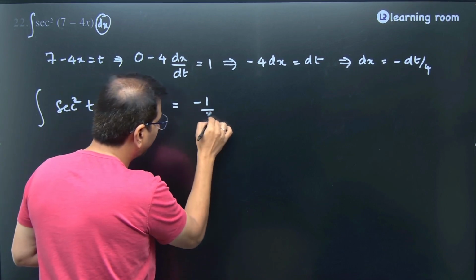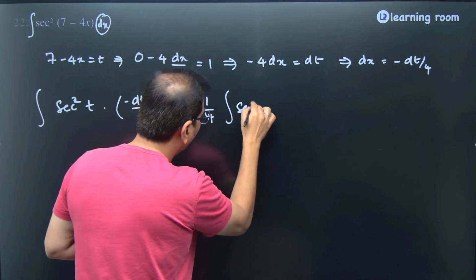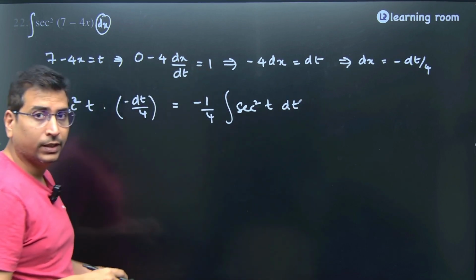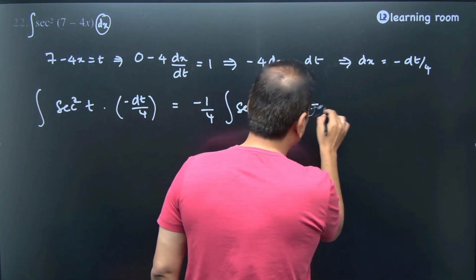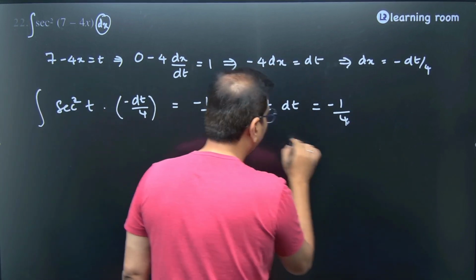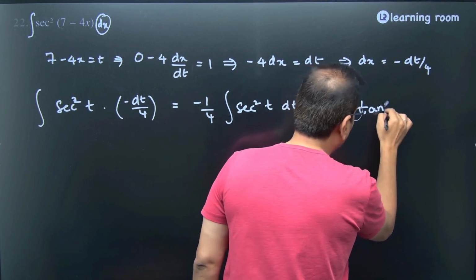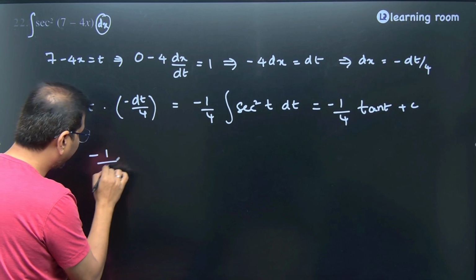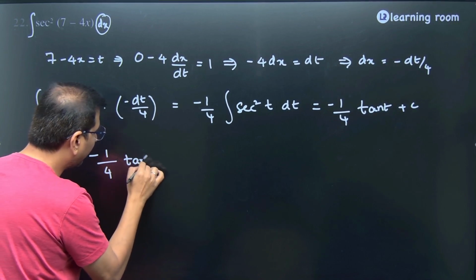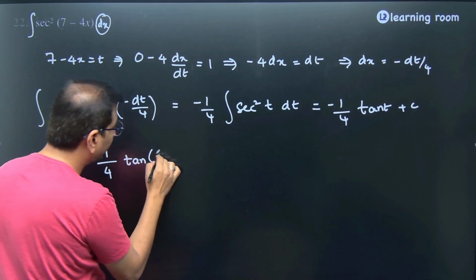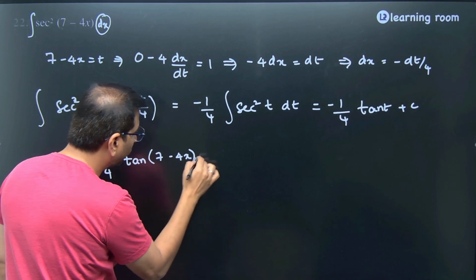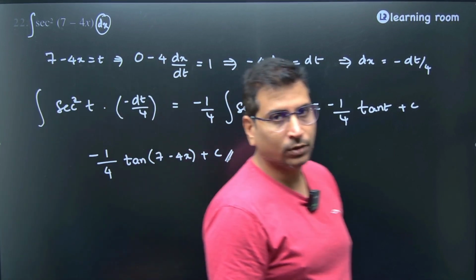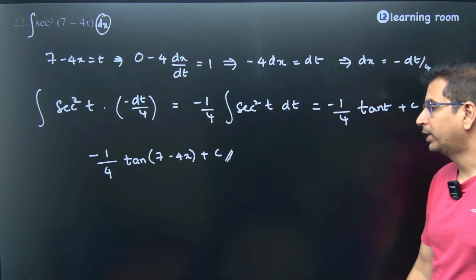We'll have minus 1 by 4 times integral of secant square t dt, right? So it will be minus 1 by 4 times integral of secant square t, which is tan t plus c. So the final answer would be minus 1 by 4 times tan of, in the place of t we can write it as 7 minus 4x, plus c. So this would be the final answer: minus 1 by 4 times tan of 7 minus 4x plus c.